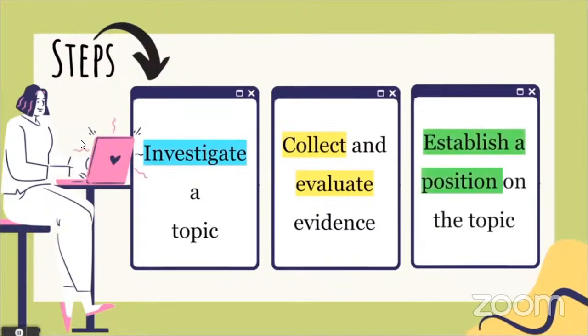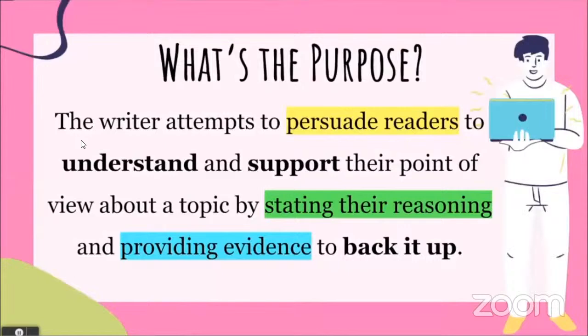And then you're going to establish a position. Are you for something or against something? So what's the purpose of this? Why do we have argumentative writing? It's a way for the writer, that's you, to persuade the reader to understand and support your point of view about a topic by stating your reasoning and providing evidence to back it up.